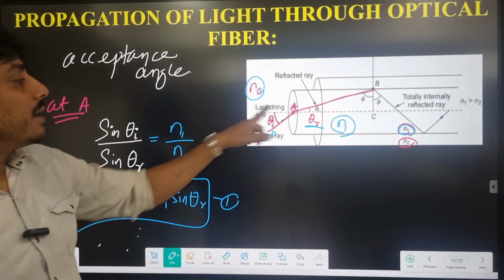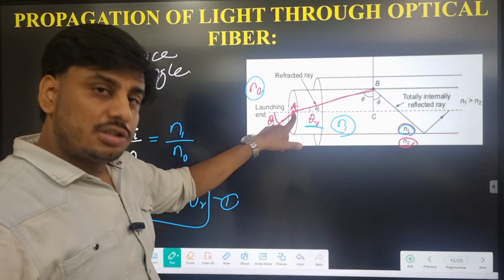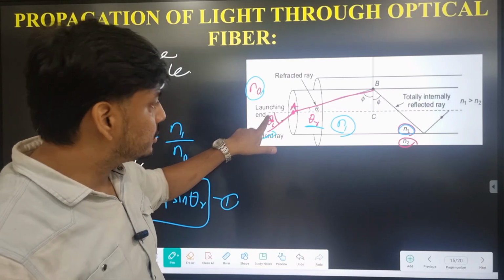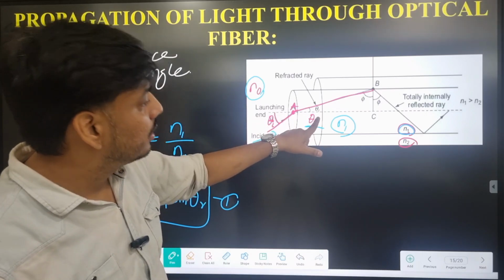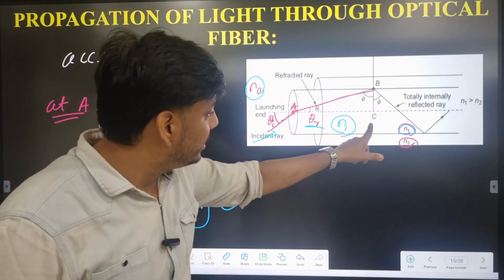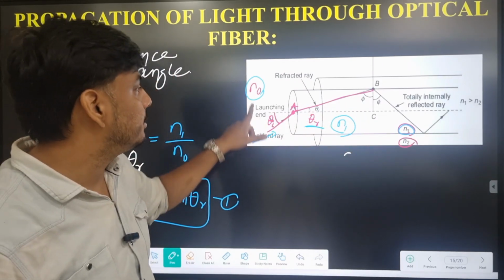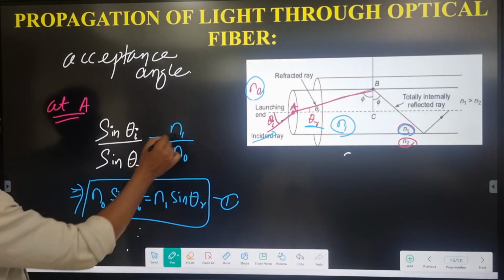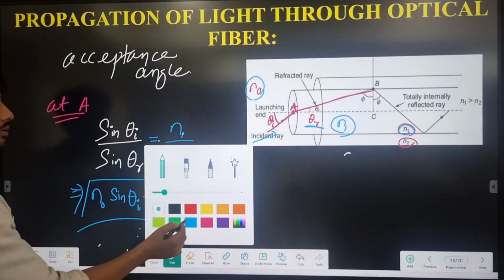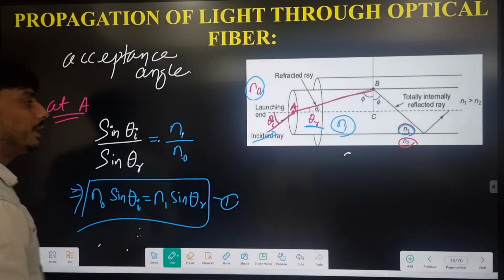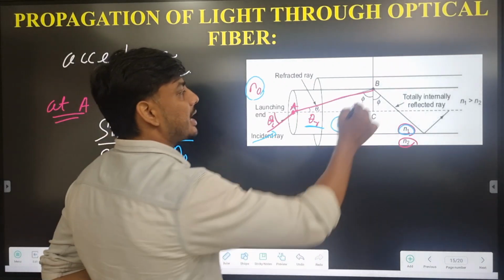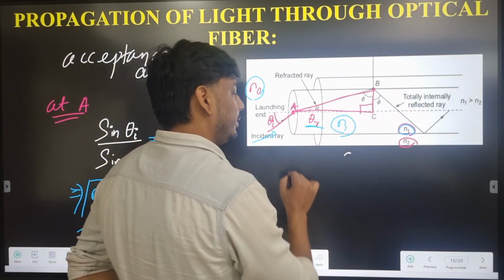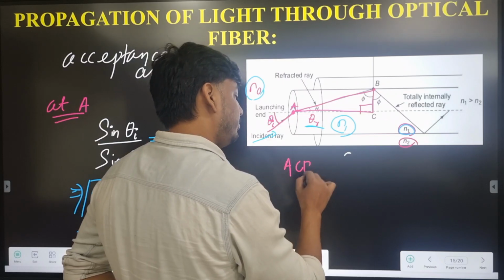Again I am repeating, at point A we are using Snell's law. Snell's law is nothing but the sine of the angle of incidence to the sine of the angle of refraction is equal to the refractive index of the second medium divided by the refractive index of the first medium. So we use that: sin theta I by sin theta r equals n1 by n0. Clear? Then you see this triangle. This is 90 degrees in triangle ACB.